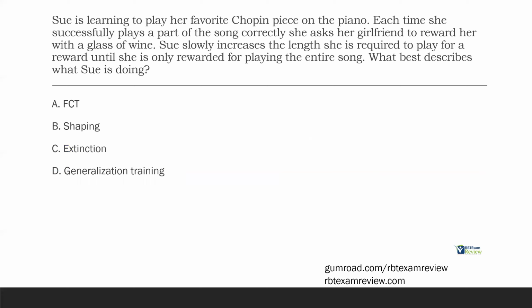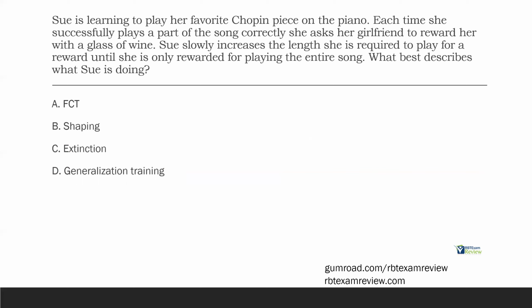Sue is learning to play her favorite Chopin piece on the piano. Each time she successfully plays a part of the song correctly, she asks her girlfriend to reward her with a glass of wine. Sue slowly increases the length she is required to play for a reward until she is only rewarded for playing the entire song. What best describes what Sue is doing?